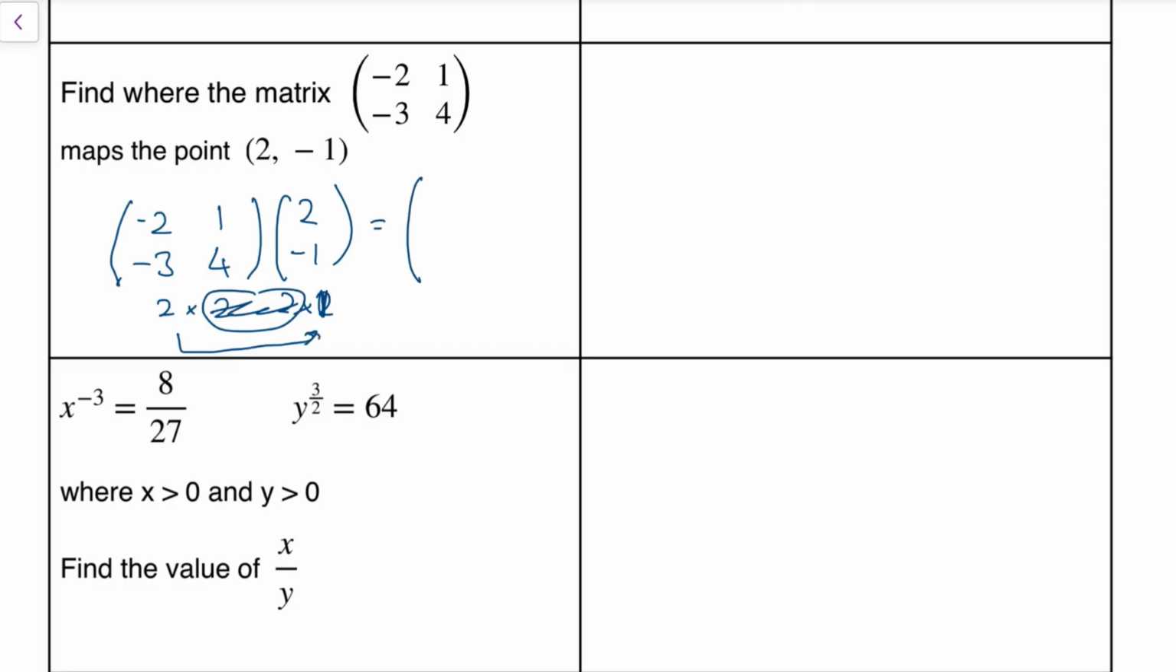So I know that my final answer is going to be minus 2 times 2, which is minus 4, 1 times minus 1, which is minus 1, minus 3 times 2 is minus 6, and 4 times minus 1 is minus 4. So my new point is going to be minus 4 minus 1, which is minus 5, and minus 6 minus 4, which is minus 10, and question done. Next question.